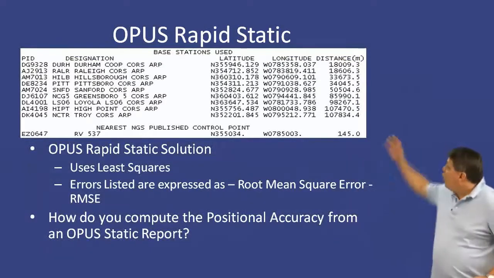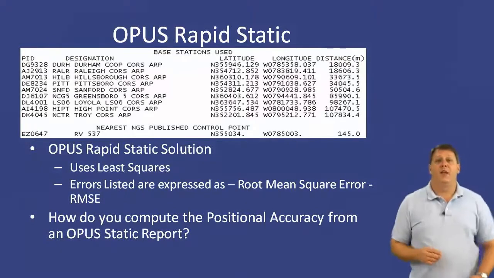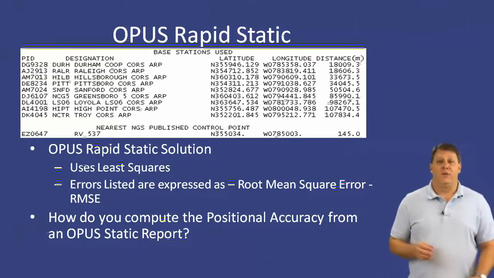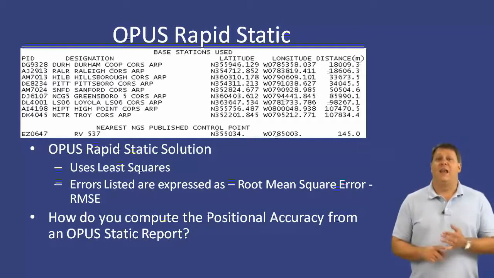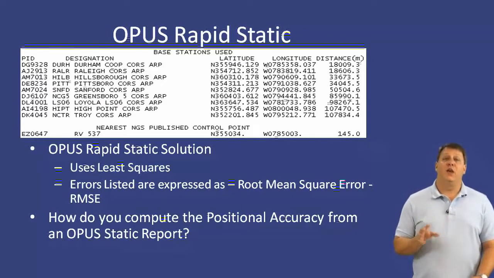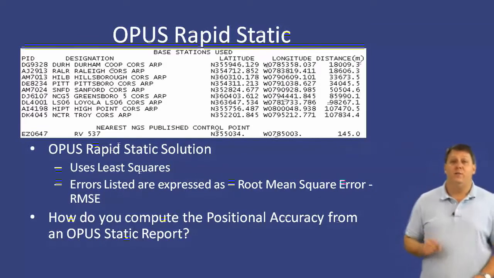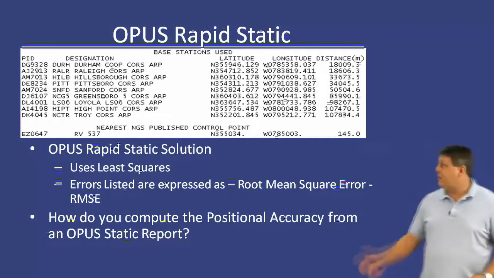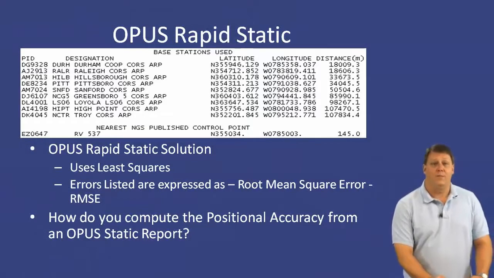Finally, continuing on with our OPUS Rapid Static report, we see all the core sites that were used, and finally our closest NGS control point. To review, OPUS Rapid Static uses least squares to come up with your answer. The errors that are listed beside latitude, longitude, ellipsoid height, and orthometric height are expressed to us as root mean square answers. Now, how do we compute our positional accuracy from an OPUS Rapid Static, not static as it says here, it should say Rapid Static report?